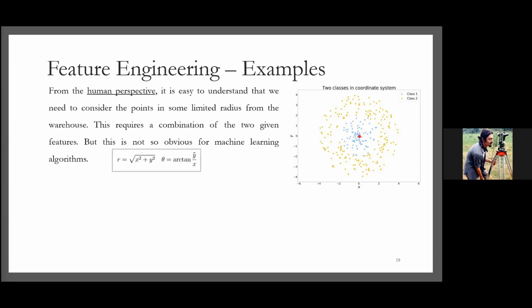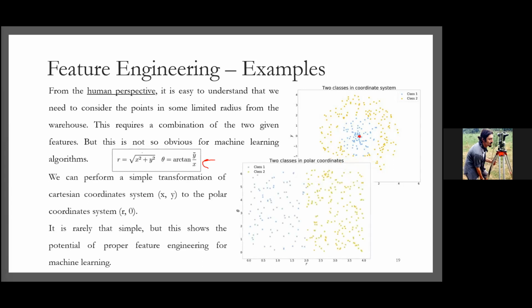learning algorithms. So here's what we can simply do using this equation, which converts Cartesian coordinates to polar coordinates. So we can make the data available to machine learning algorithms, and we can easily separate them from the middle. It is simple, but it shows the potential of proper feature engineering methods for machine learning.